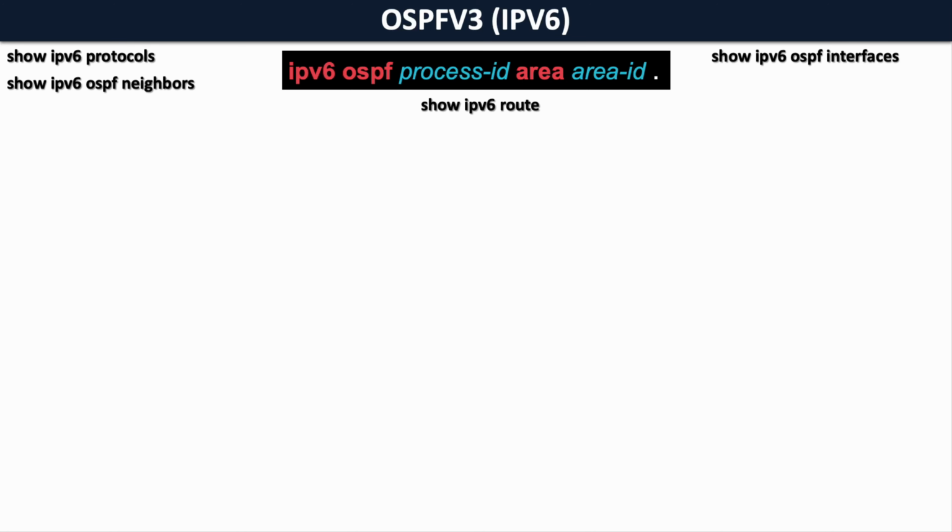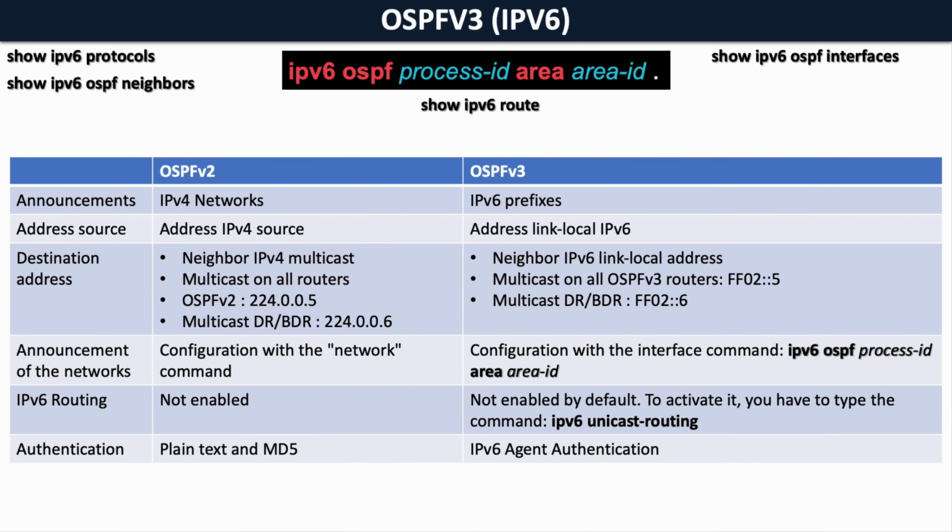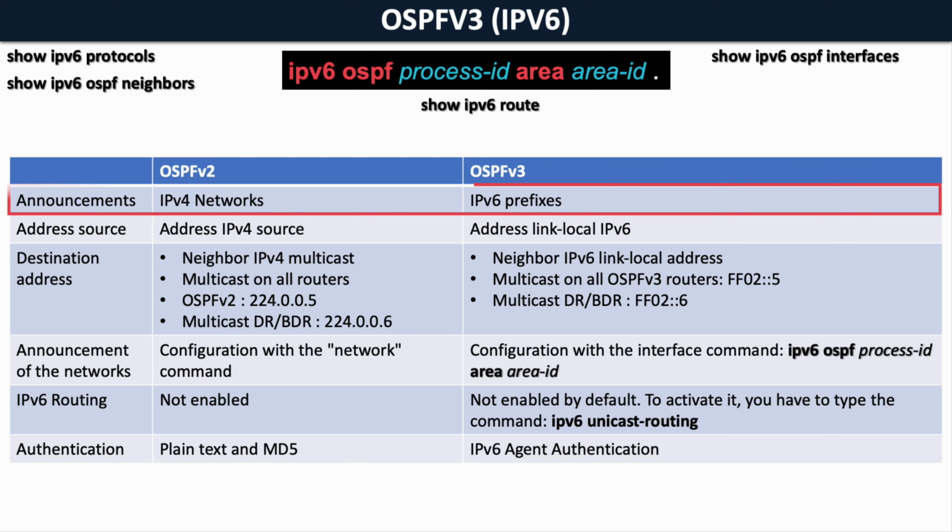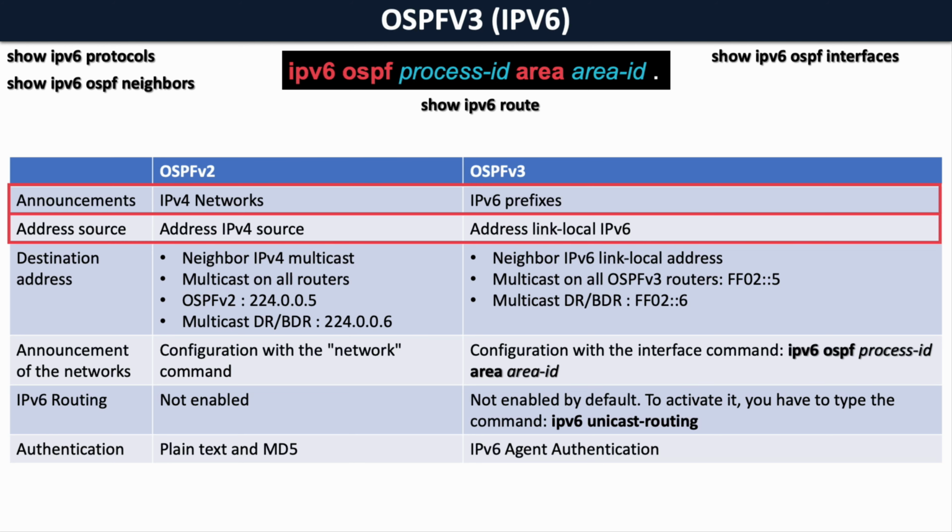Here is a table which represents the small differences between the two versions of OSPF. The two can coexist on the same router, but they will just be independent, that is, they will run in different processes. OSPFv2 advertises IPv4 routes, while OSPFv3 advertises routes for IPv6. OSPFv2 messages originate from the IPv4 address of the egress interface. In v3, these messages come from the link-local address of the egress interface.